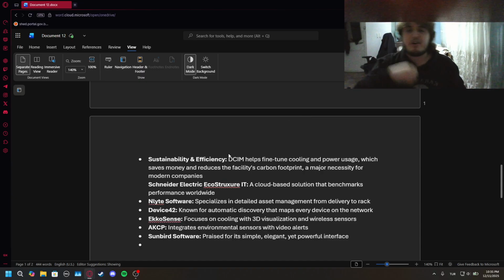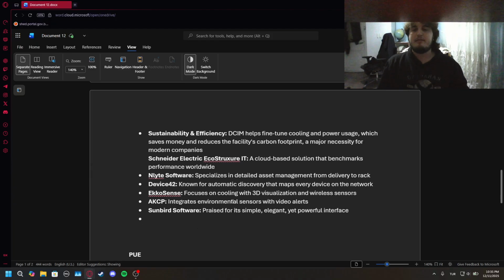You just do not want to lose money, so this is why. These are some of the software that actually do this. Schneider Electric EcoStruxure, a cloud-based solution that benchmarks performance worldwide. Device42, known for automatic discovery that maps every device on the network. EcoSense focuses on cooling with 3D visualization. AKCP integrates environmental sensors with video alerts. Sunbird prides itself on a simple, elegant yet powerful interface.